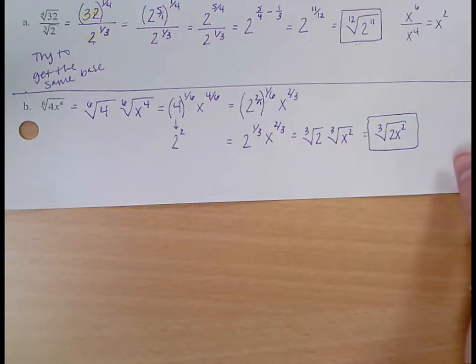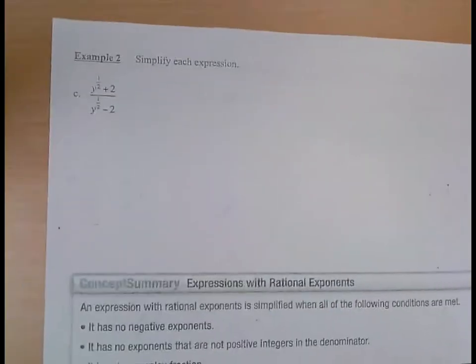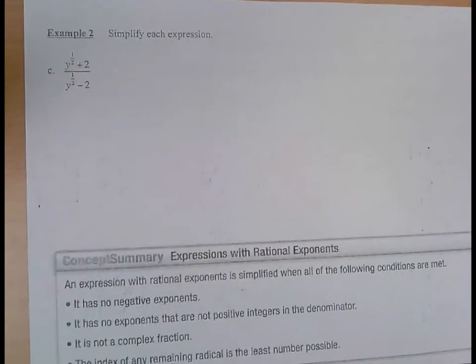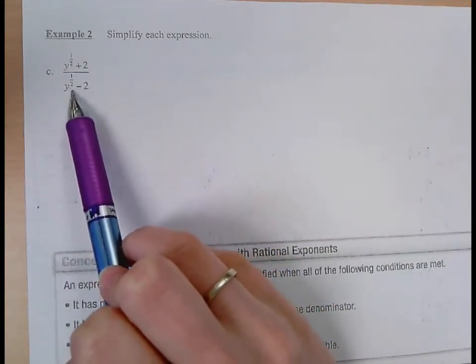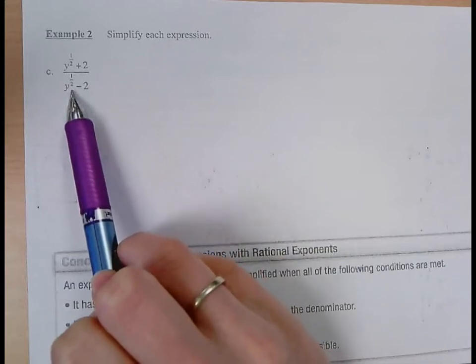Okay, and then I have one last example to go through with you. This one is a little different yet. It says simplify the expression. And again, why do we need to simplify? So that you understand when you simplify or when you don't need to. We are simplifying because we have a rational exponent in the denominator.